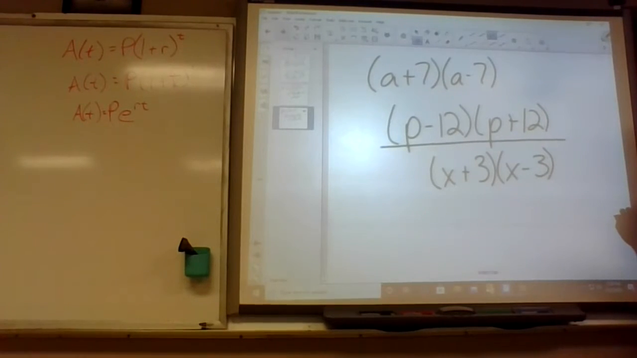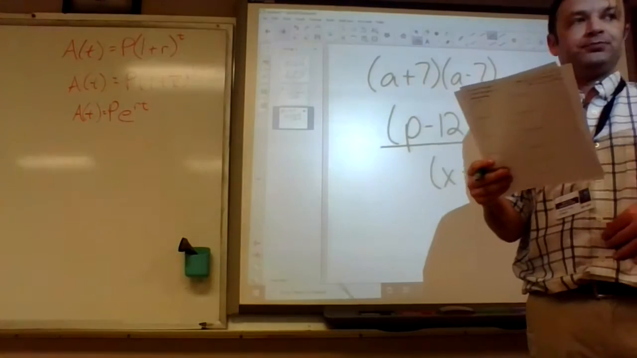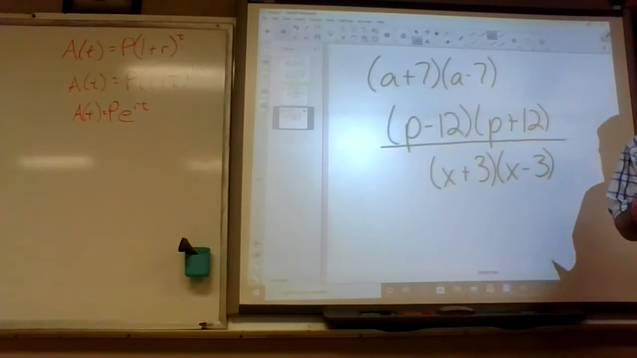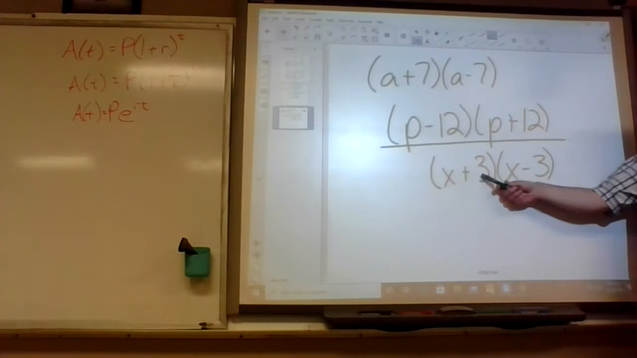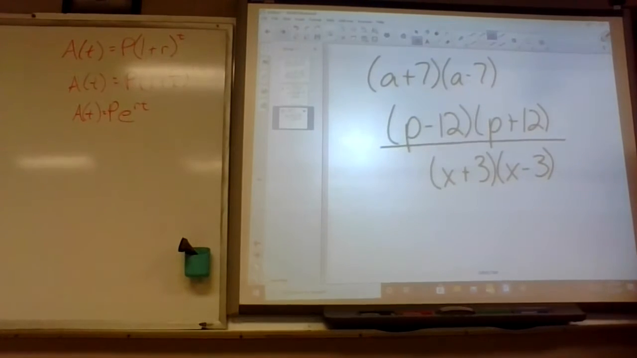If we don't know whether this works or not, you FOIL it. If you FOIL it, it should go back to the original. So how's it the opposite if you could FOIL it? If you multiply this together, it should go back to what number 5 said.